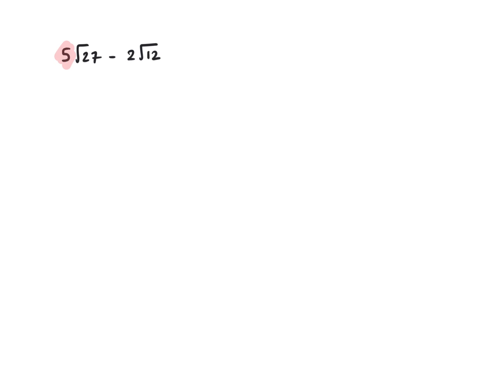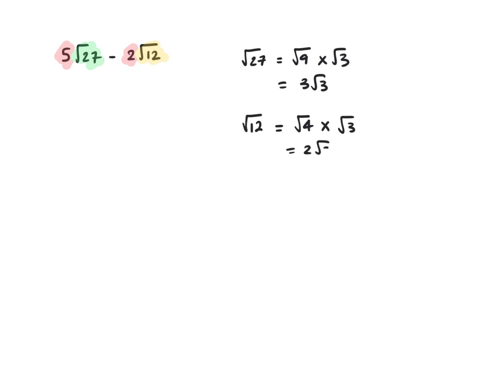Now we've got 5 root 27, take away, so subtraction, 2 root 12. Let's start with root 27. Now breaking it down, root 9 multiplied by root 3, it's 3 root 3. Root 12, root 4 multiplied by root 3, it's 2 root 3. You may already be able to see where this is going. So I've got 5 lots of, and instead of root 27, I've got 3 root 3.